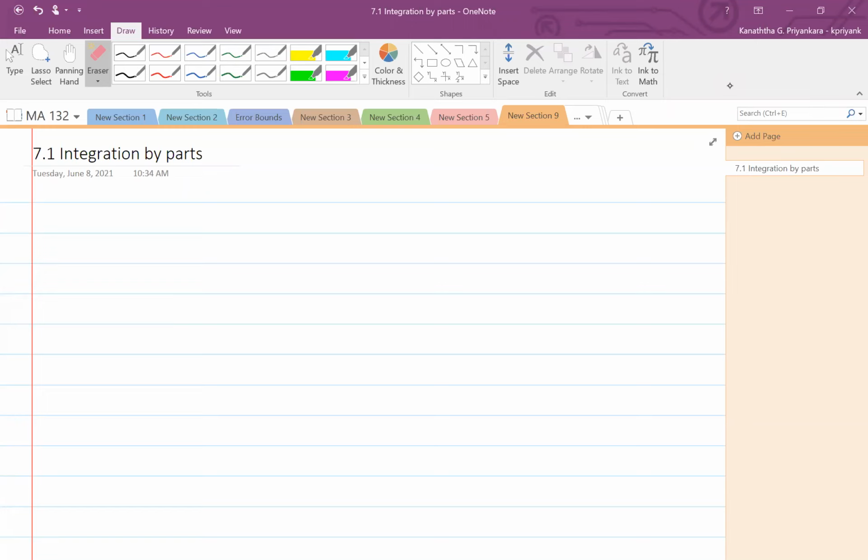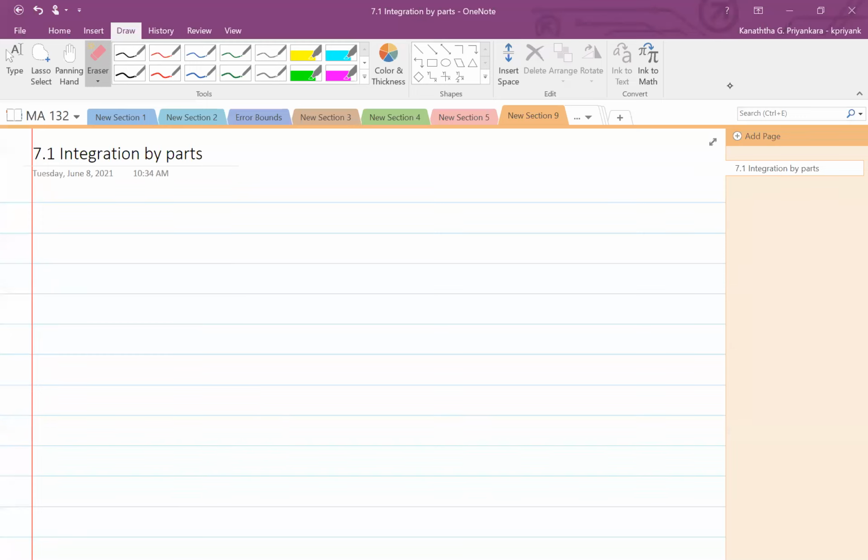Today we are going to do a new chapter, which is called Integration by Parts, chapter 7.1. We know that in calculus 1, you know how to take the derivative of a product. In this chapter, you will learn how to take the integral of a product. So this is very important.